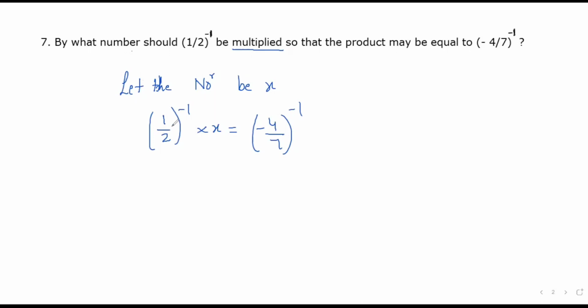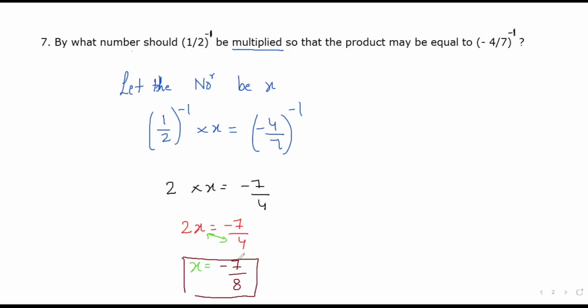First let us apply the law of exponent to both the terms. 1 by 2 whole to the power of minus 1 I can write as 2 by 1. I'll write just 2 into x is equal to minus 4 by 7 whole to the power of minus 1, which we can write as minus 7 by 4. Now just multiply 2 into x, which gives 2x is equal to minus 7 divided by 4. Now just cross multiply the values. So x will be equal to minus 7, as it is divided by 2 fours, which will be equal to 8. That's the value of our x, that is minus 7 by 8.